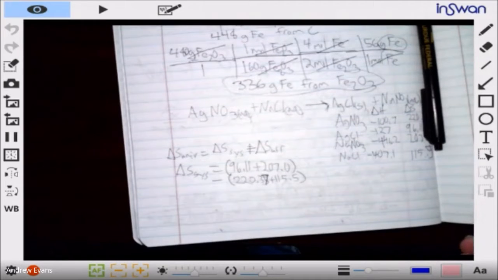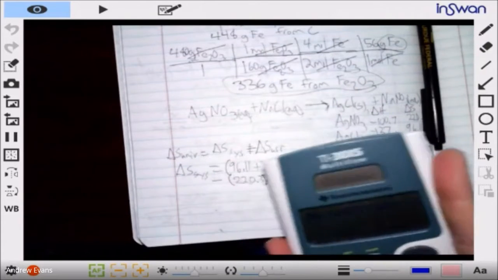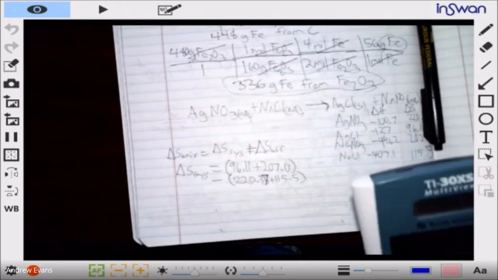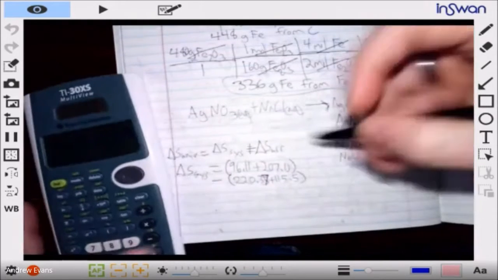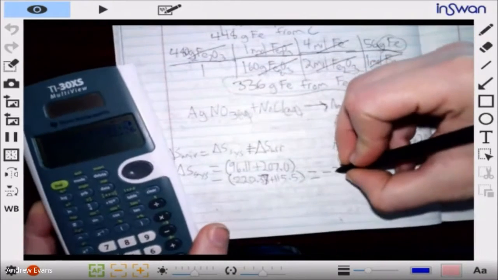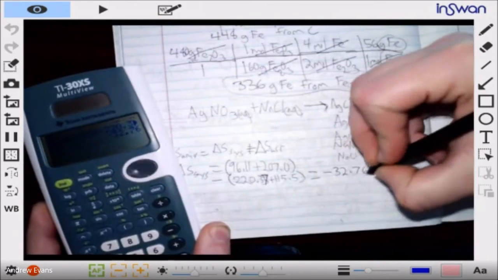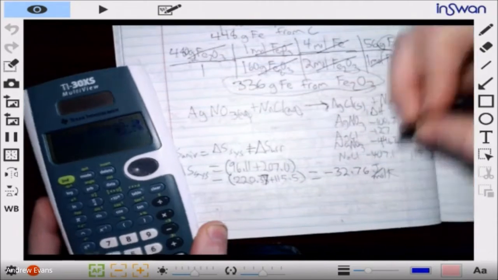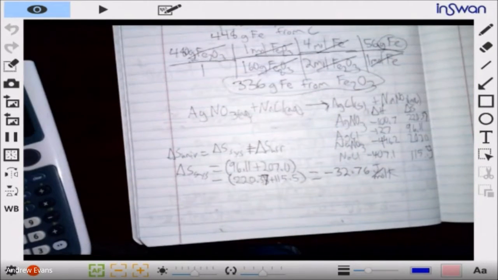That's right, minus 220.37 minus 115.5. If we just look at it by the book, the entropy of the system goes down by a little bit, 32 joules. So obviously the entropy is not the driving force. It has to be the delta S surroundings for it to be spontaneous.